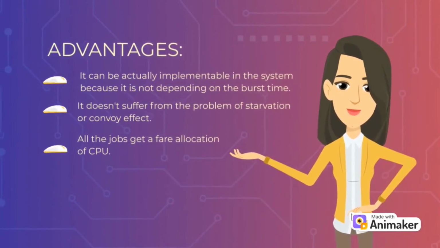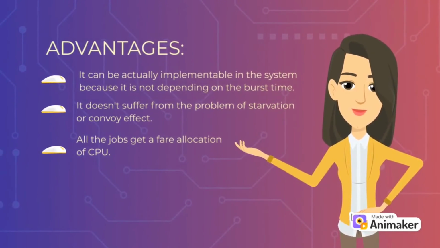Now, let's take a brief look at the advantages of this algorithm. As it follows the first come first serve scheduling algorithm approach, we do not need to check its burst time every time. The next advantage is that this type of algorithm does not suffer from the convoy effect, as it follows a time sharing system, so each process will get an equal amount of CPU.